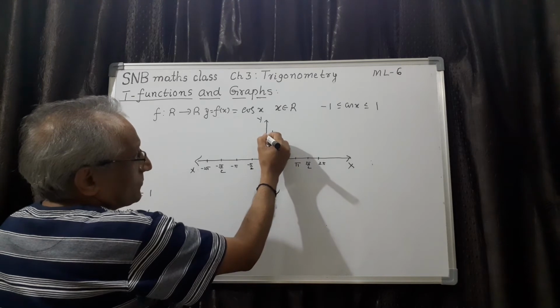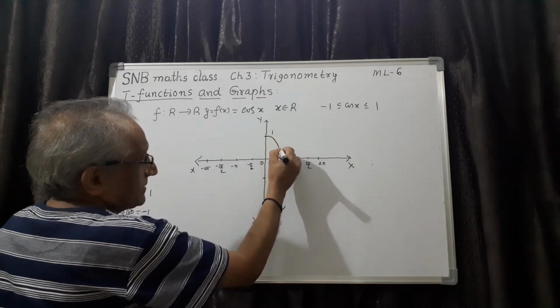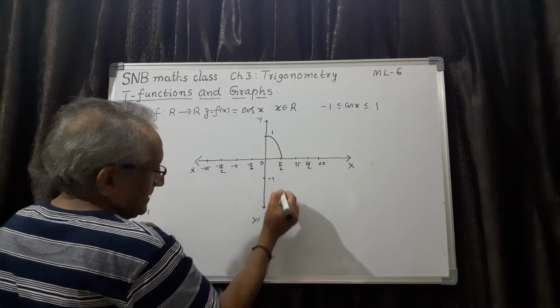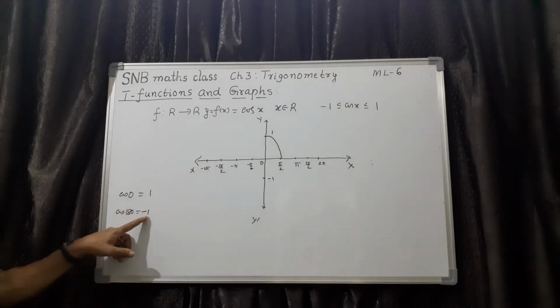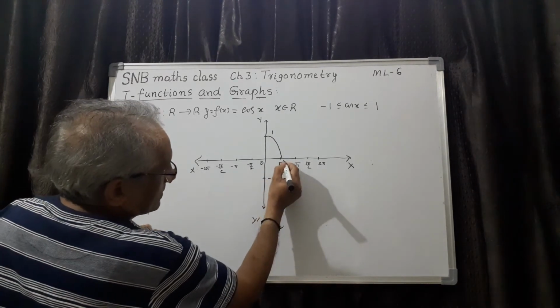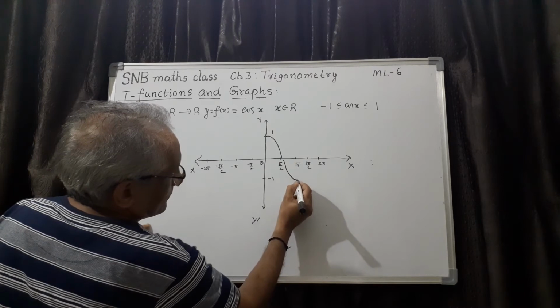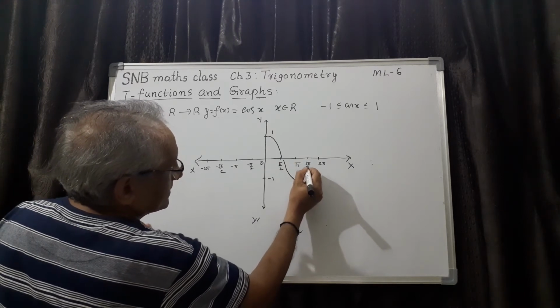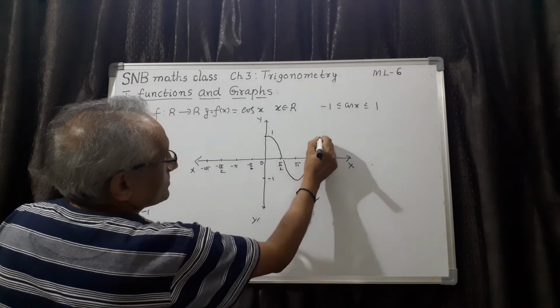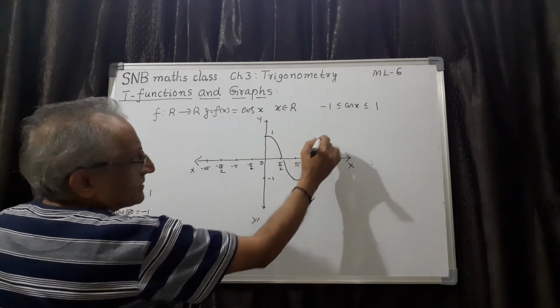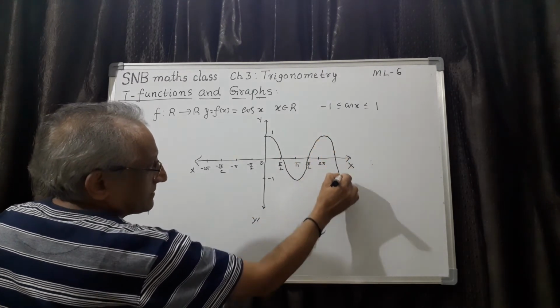So cos 0 is 1. So if the curve comes like this, then cos pi, cos 180, is -1. Therefore the curve comes like this, to 180. Once again it goes like this and it cuts here. Then it goes like this. Of course, the scale must be accurate. Then like this. Once again it comes like this.